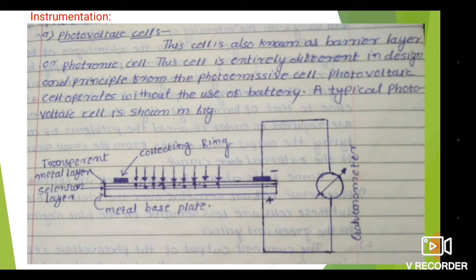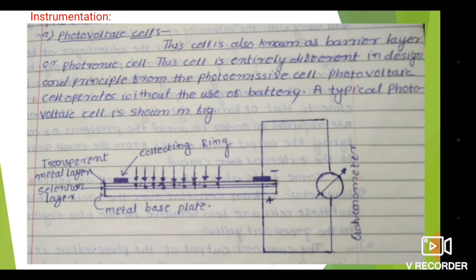Then the surface of the selenium is covered by a very thin layer of silver and gold, a transparent metal layer, which acts as a second collector electrode, a collector ring.